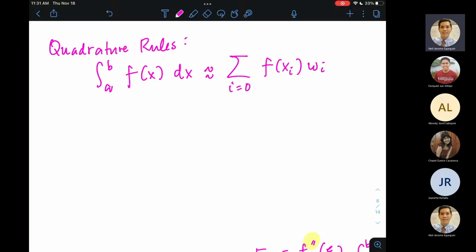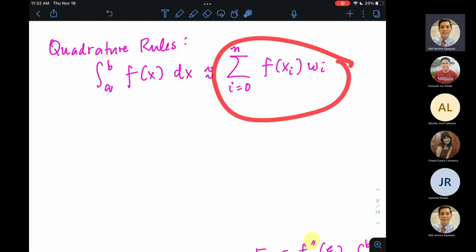You can start from 0 to n, or you start from 1 to n plus 1, doesn't matter. Sometimes there is a scaling constant in front, but pwede naman yung masubsume inside a weight w sub i. So ganito yung itsura ng mga quadrature rules. So basically what we are doing is taking the sum of function values times some weight. So parang linear combination siya ng mga function values.